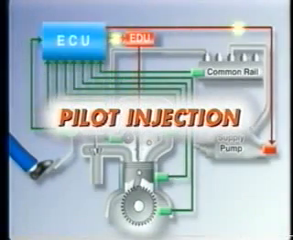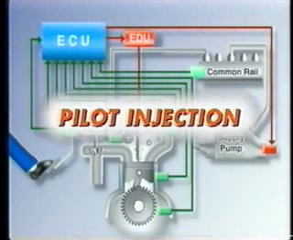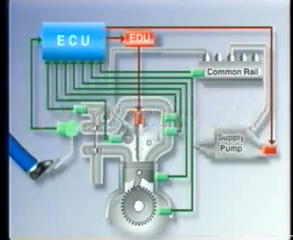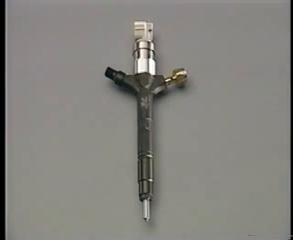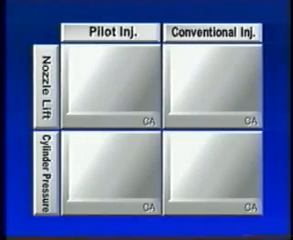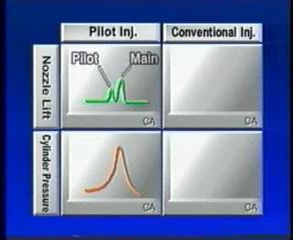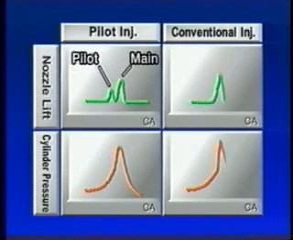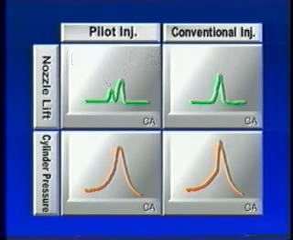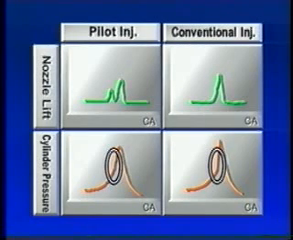Now, let's take a look at the pilot injection. A pilot injection is a small amount of fuel that is injected before the main injection. Accordingly, when the main injection starts, the fuel that was injected beforehand is already burning and serves to smoothly ignite the fuel of the main injection. As a result, a sudden rise in the cylinder pressure during the combustion stroke is restrained, thus enhancing the quieter operation of the engine.